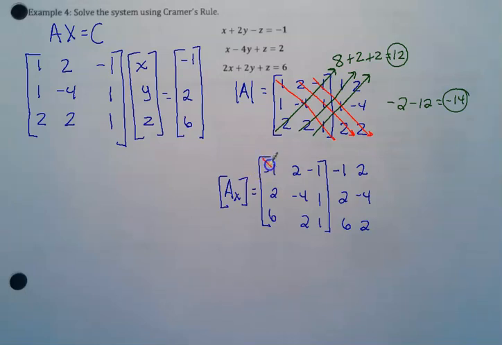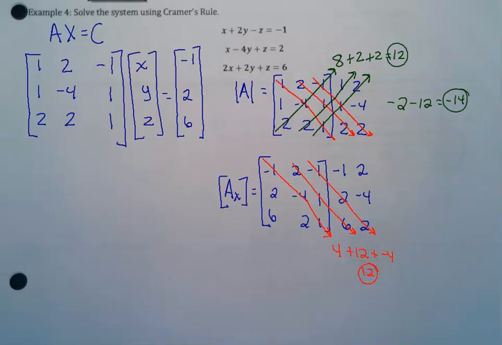So we have -1 times -4 is +4, times 1 is +4. 2 times 1 is 2, times 6 is 12. Remember, we're adding down here. And -1 times 2 is -2. -2 times 2 is -4. So 4 plus -4 here is 0, so this one's just going to give me 12.